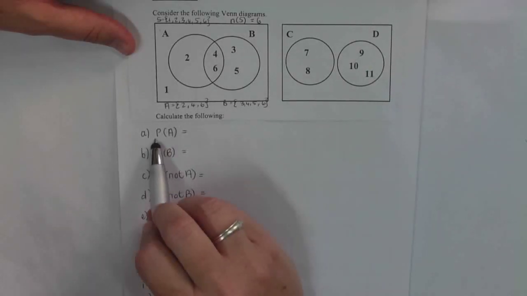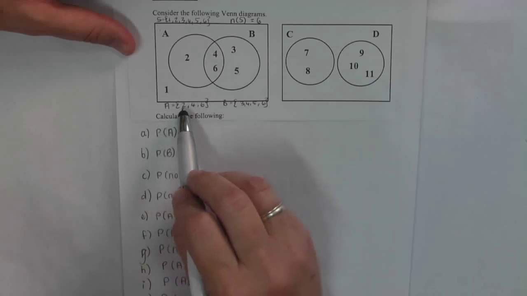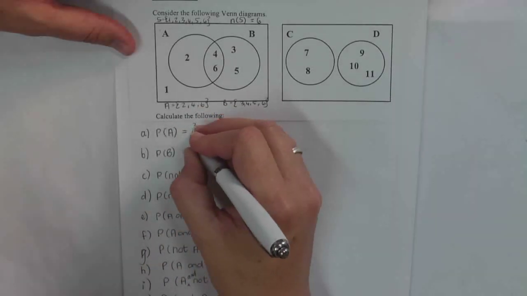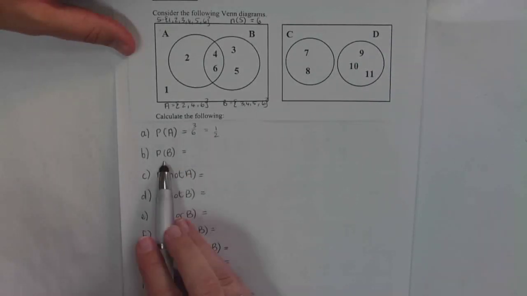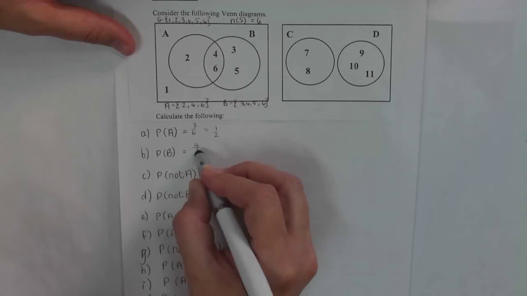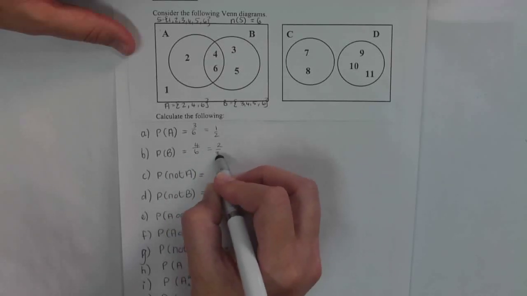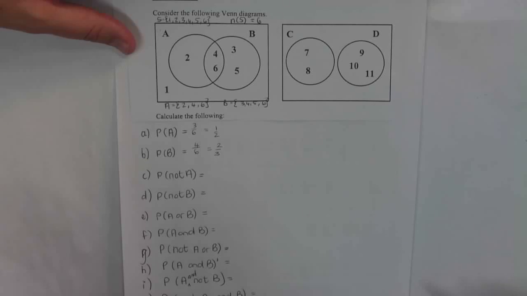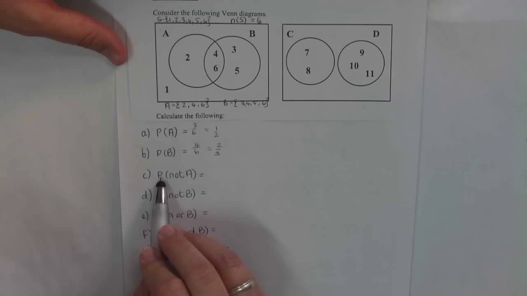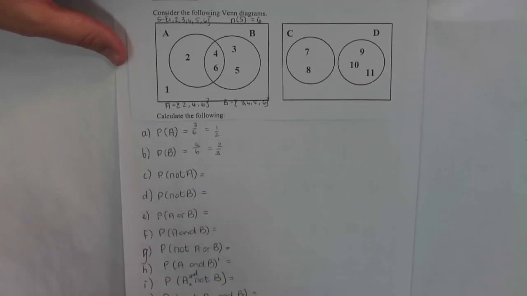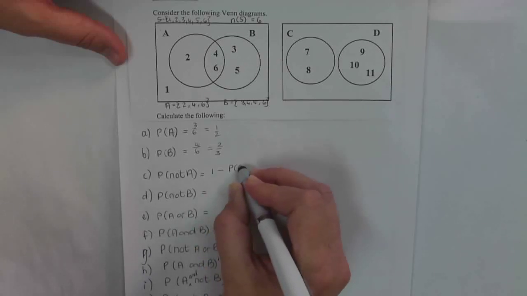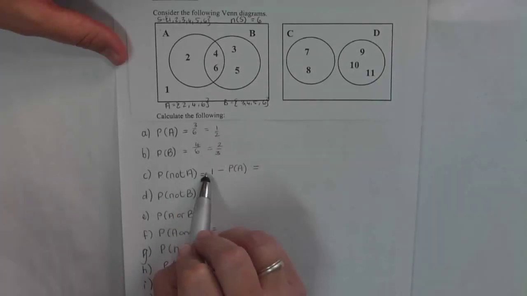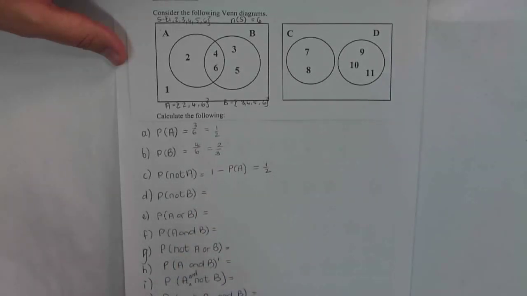Right. So what are the possible numbers for A? 1, 2, 3 out of the 6. So that is a half. How many numbers do I have in B? There are 4 of the 6 numbers, so it's 2 over 3. Right, so here comes the funny thing. What is the probability of not getting A? That is as good as me saying 1 minus the probability of A. So 1 minus a half is a half.